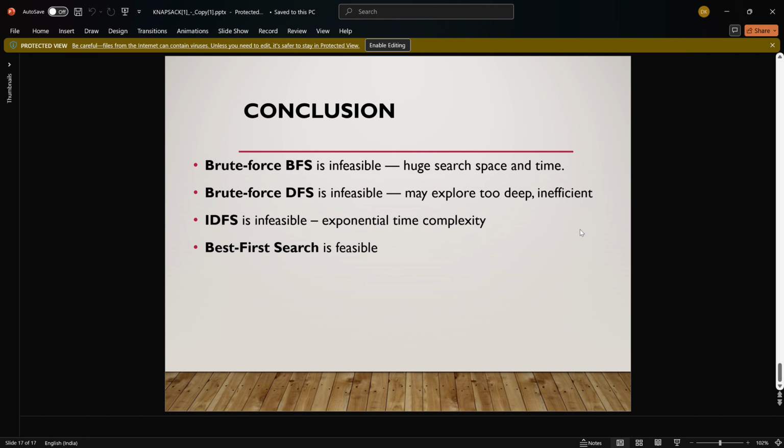So from this we can conclude that brute force BFS is also very infeasible for huge search spaces. Same with DFS and IDFS, but best first search is the fastest of all and can find many optimal solutions.